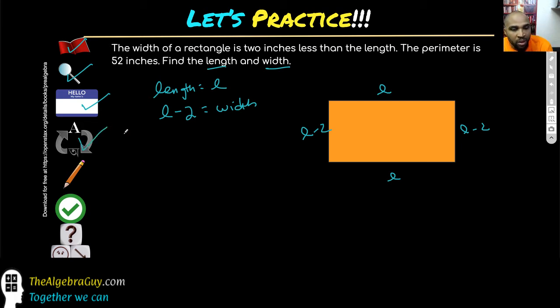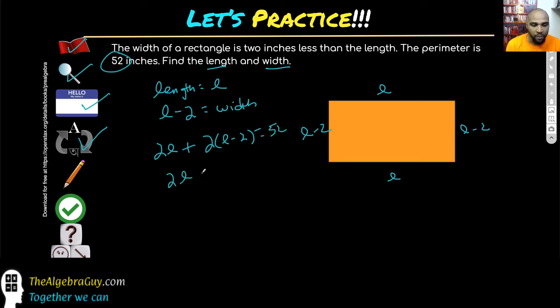Now let's see if we can set up an equation. We know that the perimeter is 52, so when we put it all together, we got two L's here, L and L, that's 2L, plus 2 times L minus 2 is going to equal 52, because we got 2 of those L minus 2. So that's 2L plus 2L minus 4 equals 52. So 2L plus 2L is 4L minus 4 equals 52.